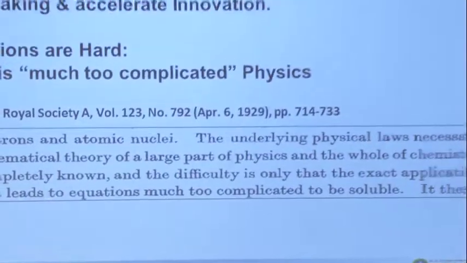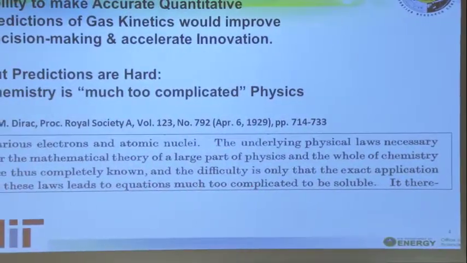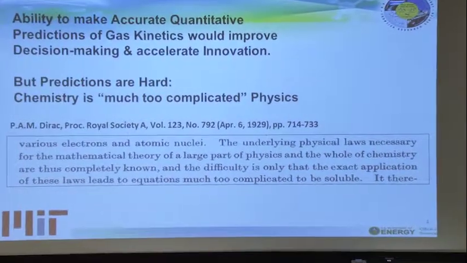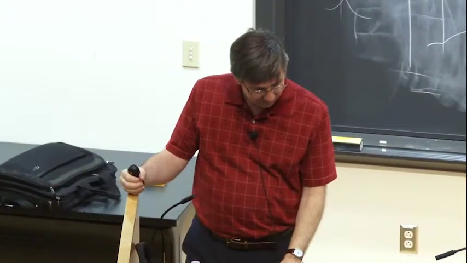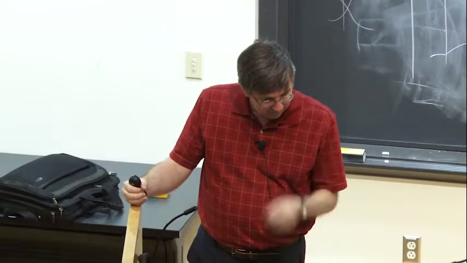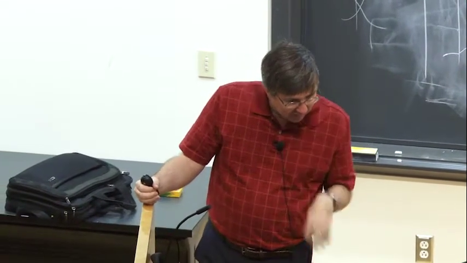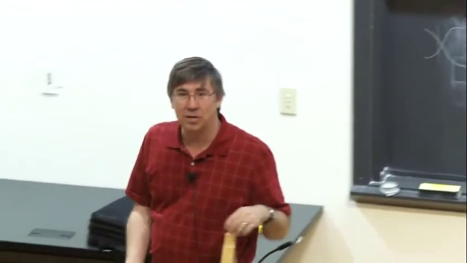But then he says, there's a difficulty, is that the exact application of these laws leads to equations that are much too complicated to be soluble. So basically he says, we have an existence proof. We have the equations. Sorry, you can't solve them. Too bad. So that was Dirac's opinion in 1929. However, the chemists didn't read the Royal Society journal, and they didn't know that he told them it was impossible. So they just kept on trying to solve it anyway.